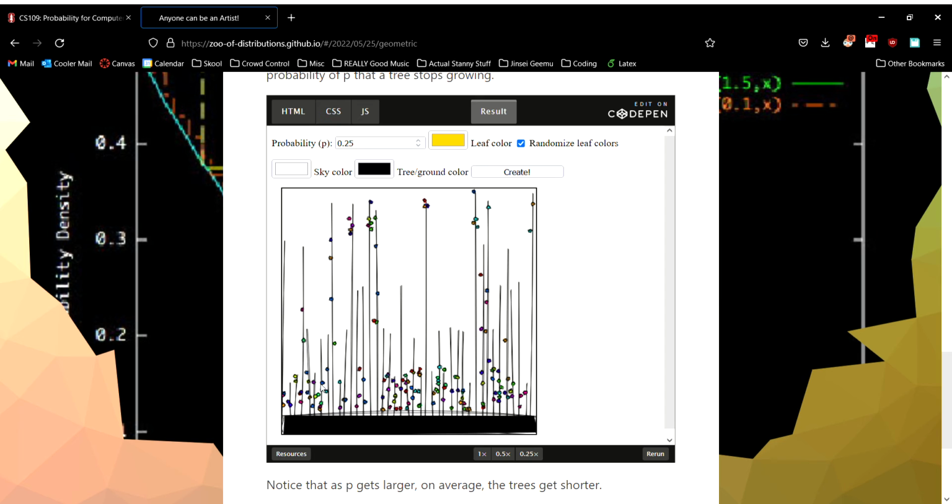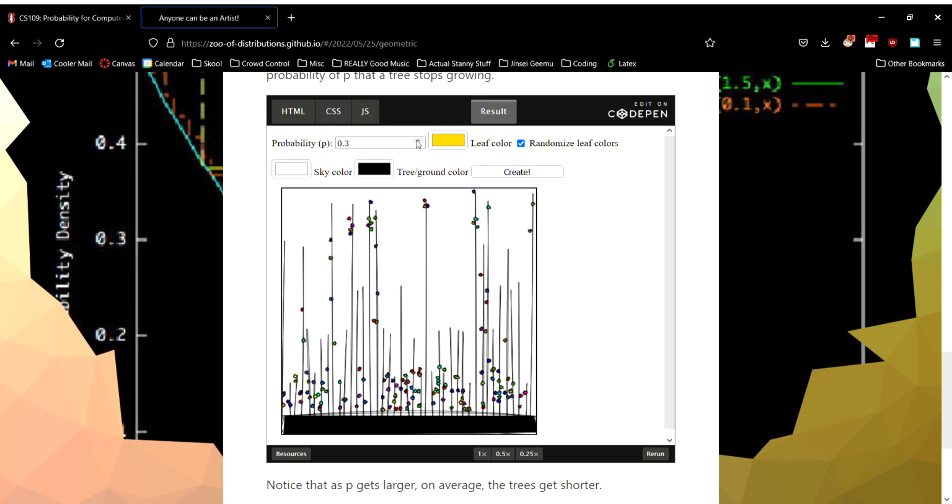As you continue to not succeed, or not hit the 25% chance, the tree grows 1 unit longer. So this slightly taller tree would represent a geometric sample where you had to do 2 trials before you succeeded. And these super tall trees grew for many trials before finally hitting the probability of 25%.